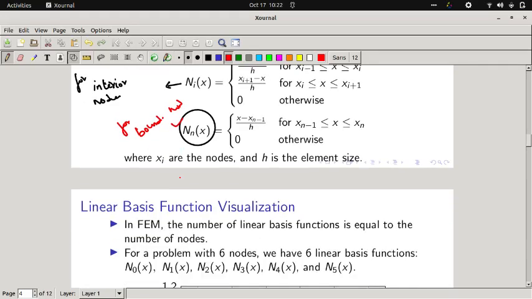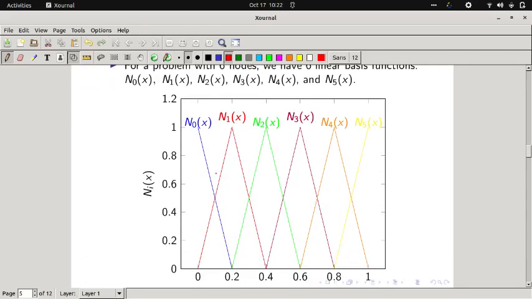Now let us see the basis functions. This is n0, this is n5. The support of all the ni's is x(i-1) to x(i+1). Support means the largest open set where the function is non-zero. So this is the support of ni.